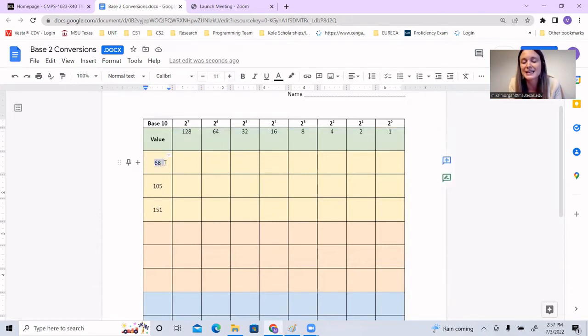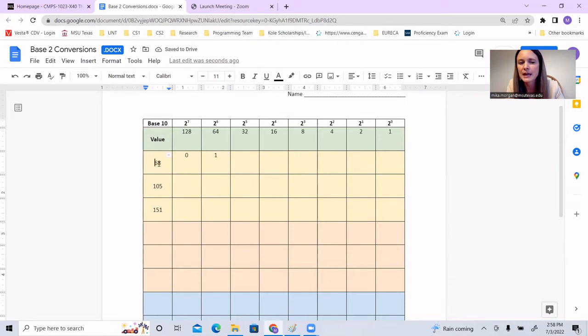If I wanted to represent the number 68, which would be, if a capital A is 65, then the number 68 would be a capital D. That would be the character that we were trying to store in the computer. How would I do that? Well, do I need 128 if I'm trying to store 68? No, that's too big, right? Do I need 64? Yes, I do.